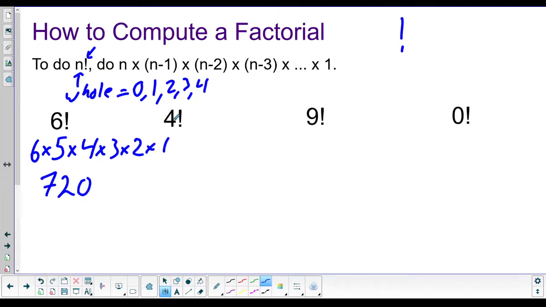It's just multiplying. If you do 4 factorial, this is going to be 4 times 3 times 2 times 1. So I think this one is 24. Now 9 factorial, this is where you get into the realm where you probably want to start trying to look for that button on your calculator. You could even Google it. Google the type of calculator.